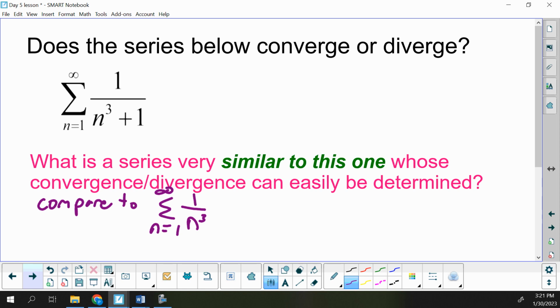All right, so we're going to compare it to this nice one. We want to recognize this as a p series with p being greater than 1, so it converges.